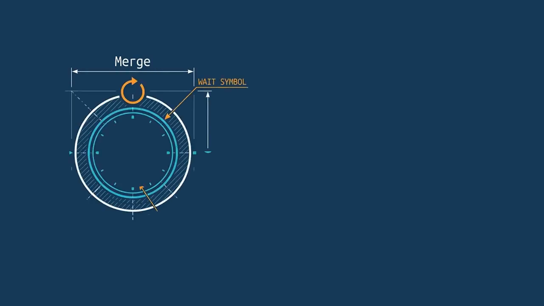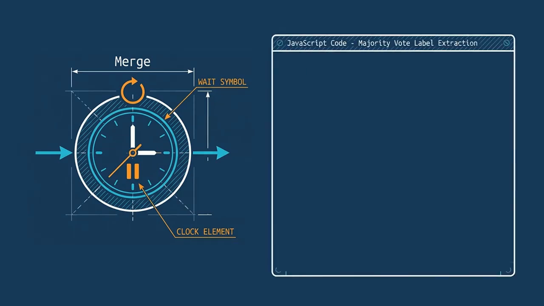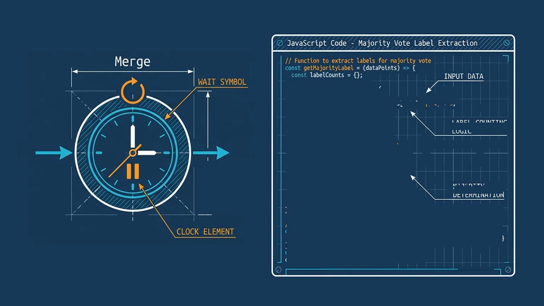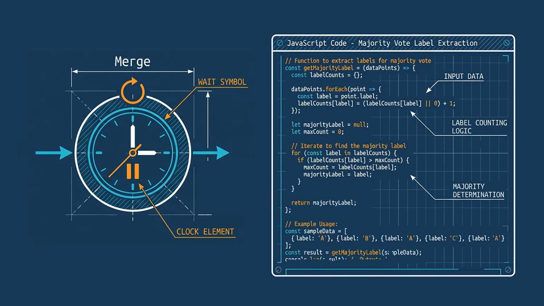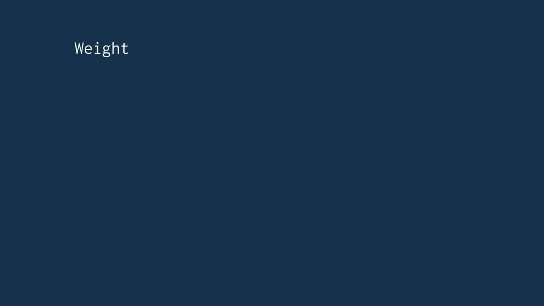Add a merge node set to wait for all mode. This holds execution until all 3 API responses have returned before passing data forward. Connect the merge node into a JavaScript code node where you parse each model's structured LLM output, extract the decision field, and run a simple majority vote function. If at least 2 of 3 models return the same label, that label becomes the consensus output.